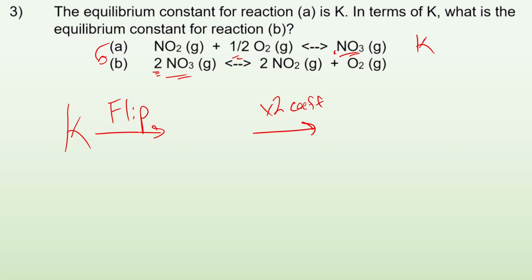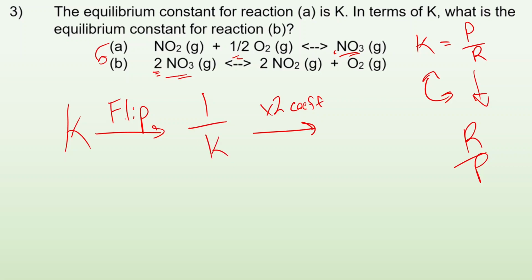All right, well, when you flip the equilibrium, we know that originally it's products over reactants. If we were to change the direction of that equilibrium, we're going to change what's on top and what's on bottom. So we're going to end up with reactants over products. And if we're talking about it mathematically, we could think of that as being the reciprocal. So I end up with 1 over K when I flip it.